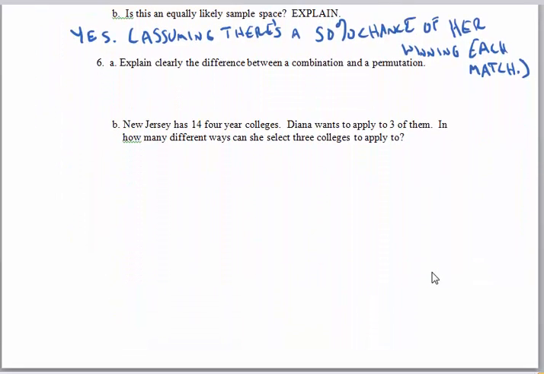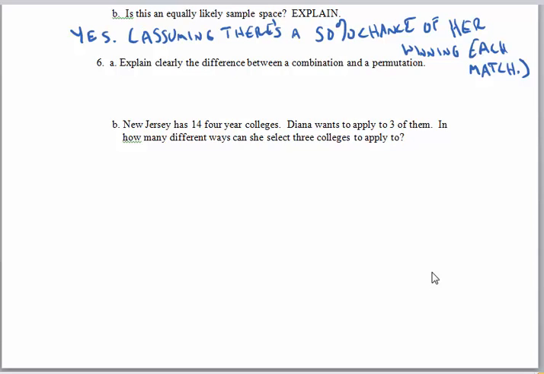And then 6, this isn't a very long review activity here. There's not many problems. I'll make another video shortly. Well, not today probably, but maybe another day where I do some of the review sheet problems, because this isn't really enough. So 6 just says, explain clearly the difference between a combination and a permutation.